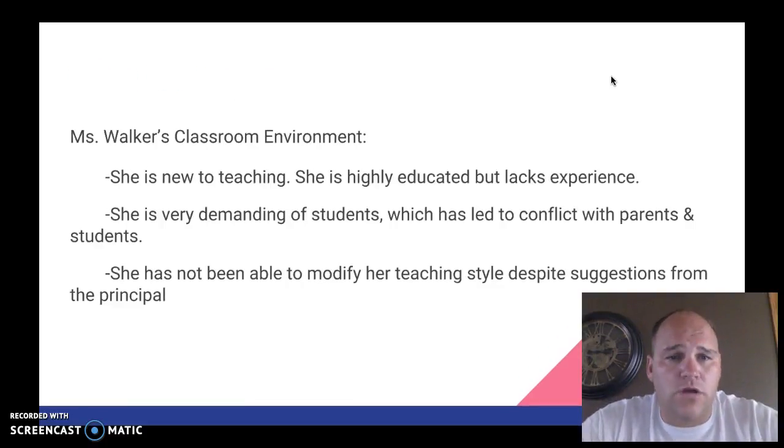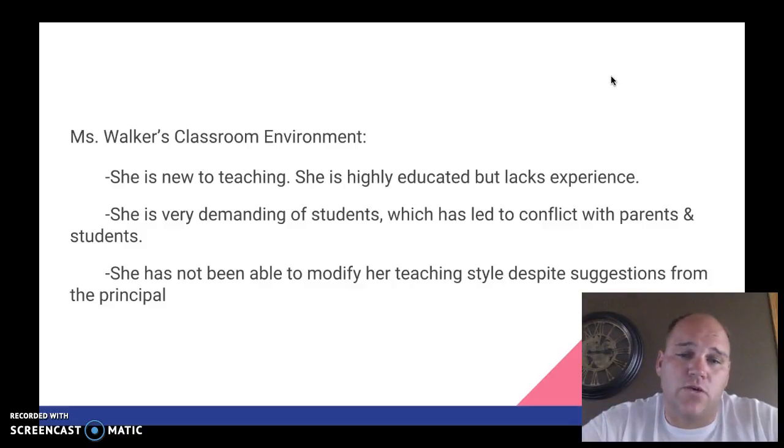What I know about Miss Walker's classroom environment: she's new to teaching. She's in her second year. She lacks functional experience. She is very demanding of her students, which has led to conflict with parents and teachers, mainly about class rank and how it will affect students' positions as valedictorian and salutatorian. This has caused lots of problems. She has not been able to modify her teaching style despite suggestions from the principal over the year plus that she's been working in the building.